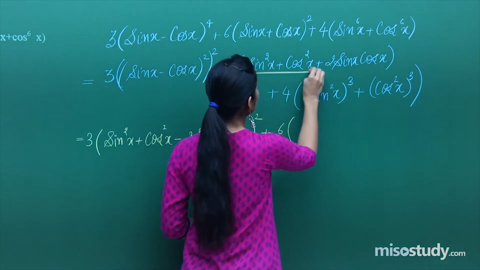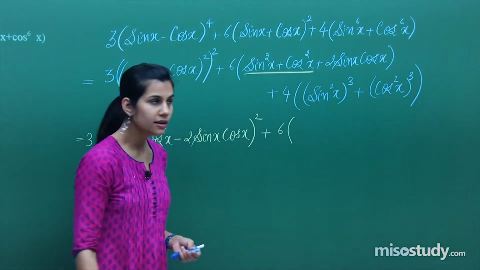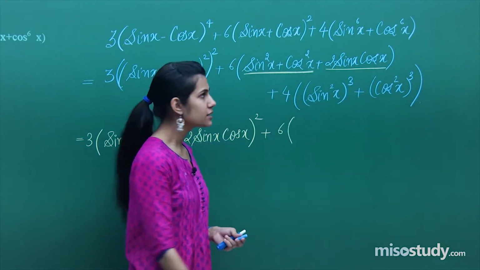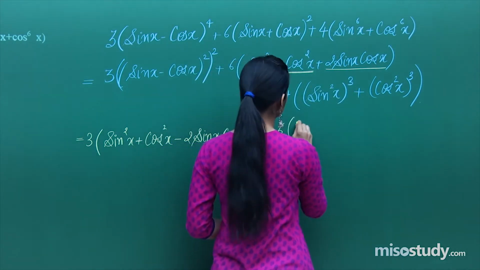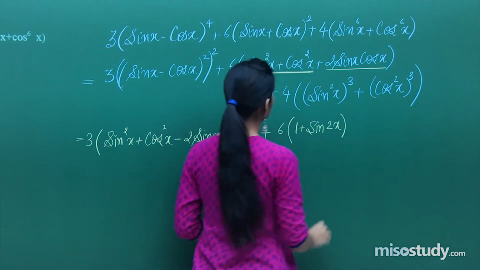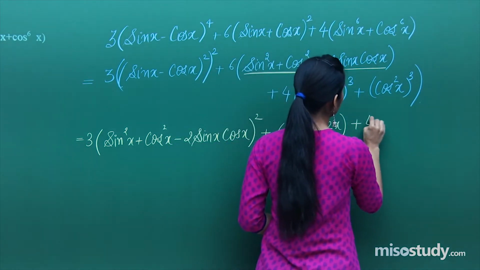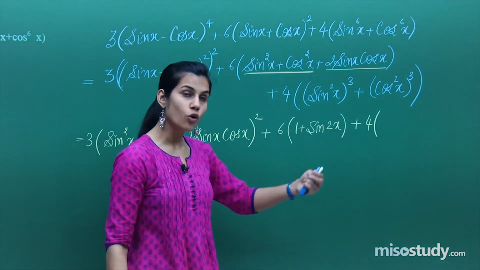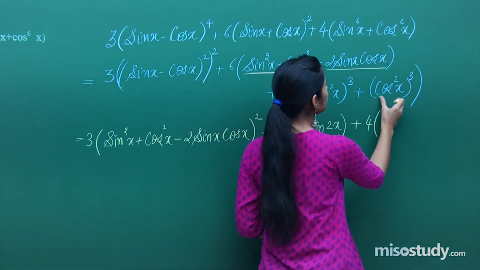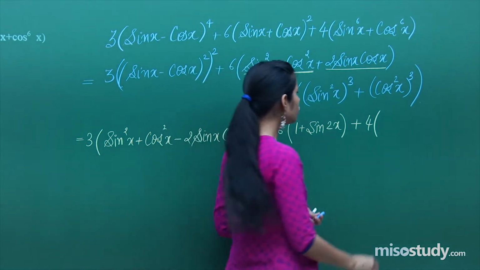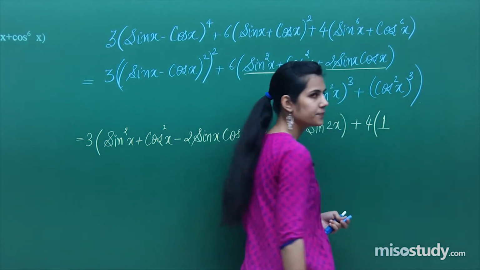Now sin square x plus cos square x is 1. 2 sin x cos x is sin 2x. So you get 1 plus sin 2x. Then you have plus 4. A cube plus b cube is a plus b whole cube, so (sin square x plus cos square x) whole cube. That means 1 whole cube, which is 1.